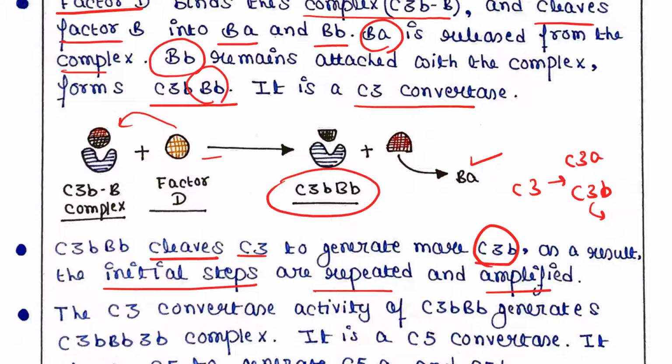Now the C3 convertase activity of C3bBb, that is the C3 convertase activity of this complex, generates the C3bBb3b complex.